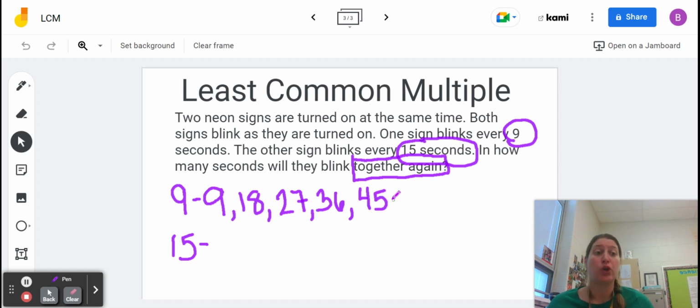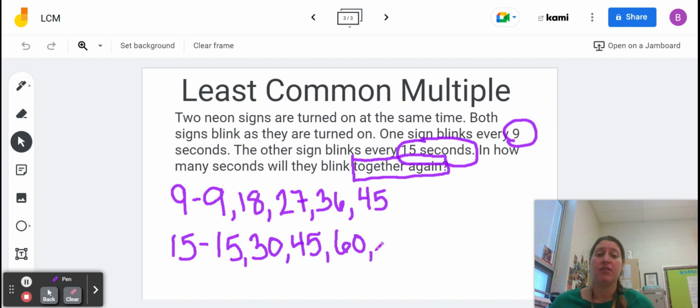So now I'm going to go down to the next line and do my first 5 multiples of 15. 15 times 1 is 15. 15 times 2 is 30. 15 times 3 is 45. 15 times 4 is 60. And 15 times 5 is 75.